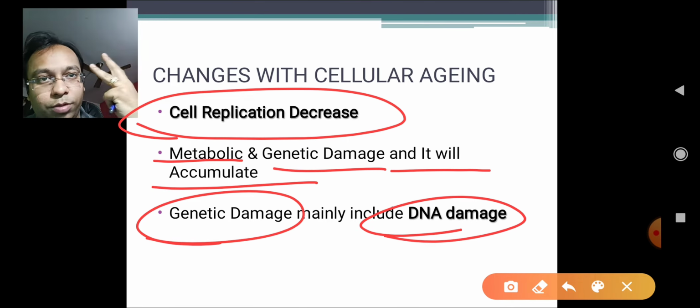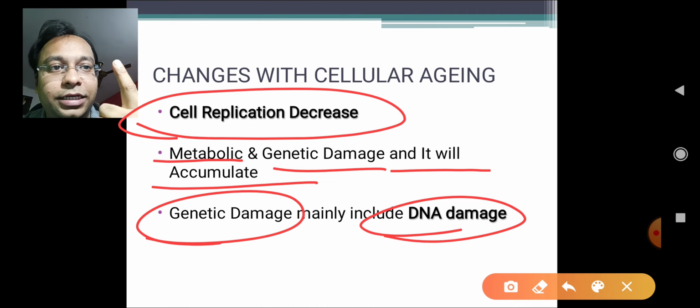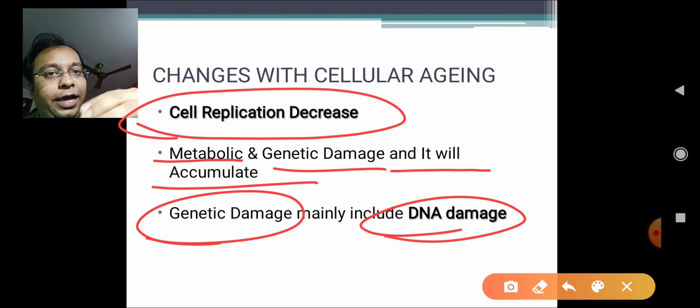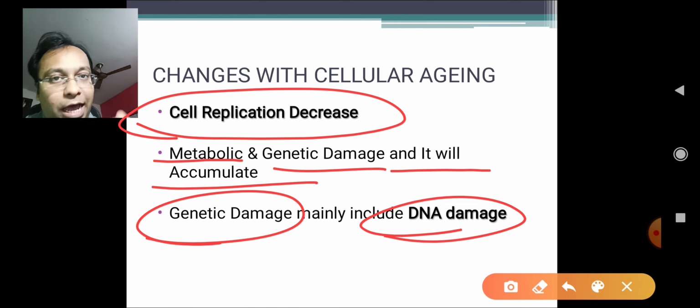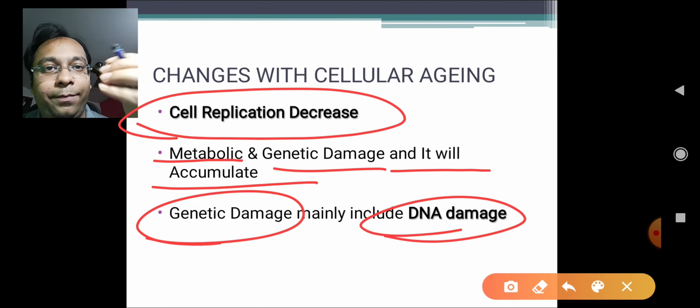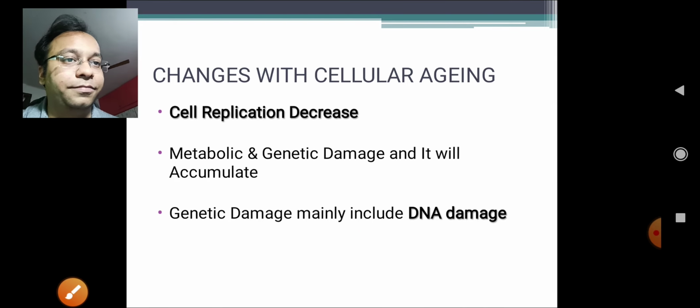So basically there will be three changes in cellular aging. Your replication will decrease, your metabolic and genetic damage will accumulate, and genetic damage in the form of DNA damage, right? I will explain why replication capacity decreases with time. I will explain it in detail later on in the slides.